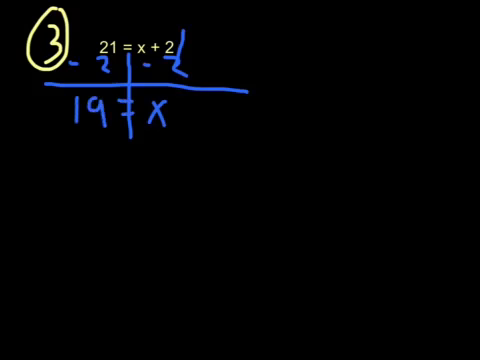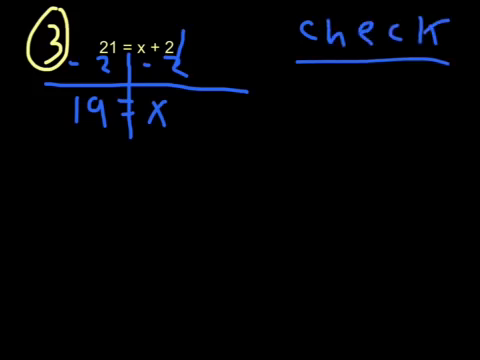Step 3, make sure to do the same thing to both sides. Okay, so this is that checkpoint step. I did minus 2, I did minus 2, so I know that I must be okay. 19 equals x. Now we're going to go ahead and check it over here. Check.